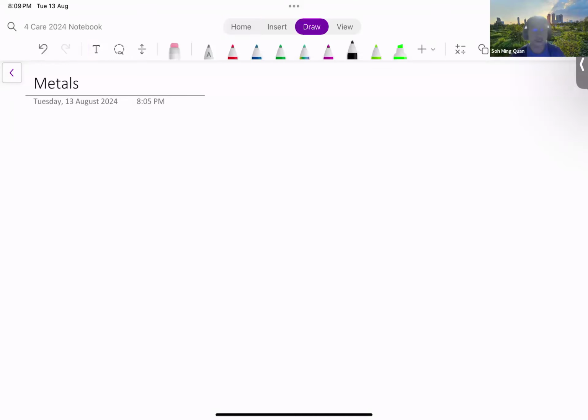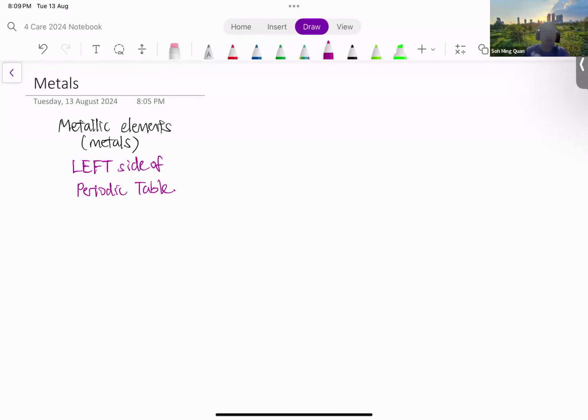So to you, what is a metal? I'm sure you know, in the periodic table, there are metallic elements. Metallic elements in the periodic table are metals, obviously. So instead of saying metals, we can say metallic elements. Now, metallic elements are found on the left side of the periodic table. Okay, so if you look at your periodic table, the left-hand side are made of metals. On the other hand, as you go to the right side of the periodic table, it becomes non-metallic elements.